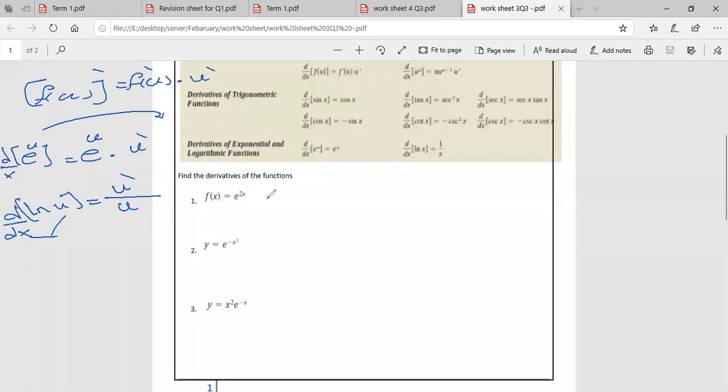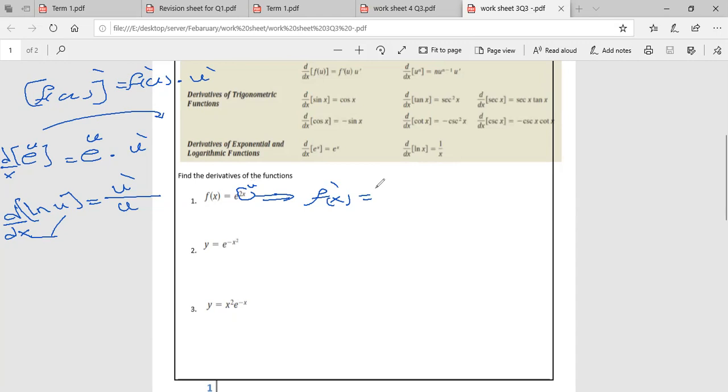Here, I just apply the rule. Who will help me to find the derivative of this function? Who would like to participate? Muhammad Abdel Malik, can you tell me how to find the derivative of e to the power 2x? I have to identify u, which is what? The exponent. Where is the u of the natural exponential function? As you see, u is what?